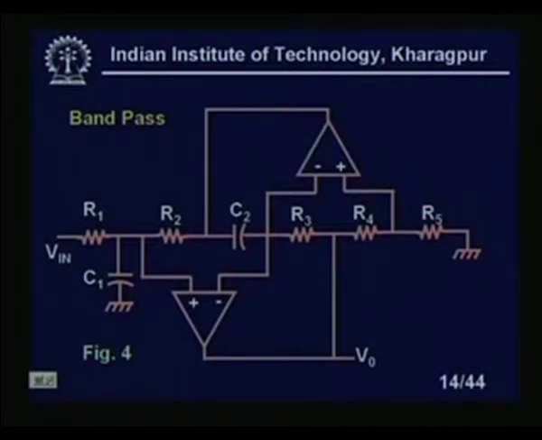Now, in the band pass case, you see the structure is similar, only there is some difference at the input side. Again I am giving the input at this position, and I am taking the output from this position. So, again I am finding the transfer function V naught upon V in in the S domain.